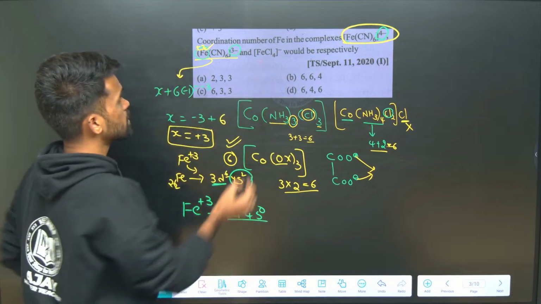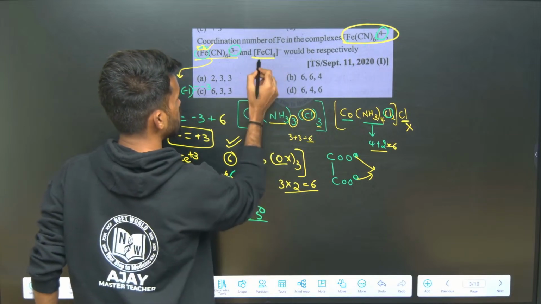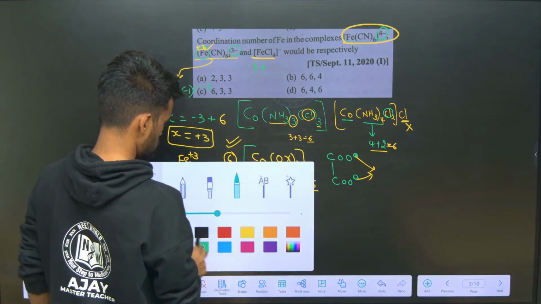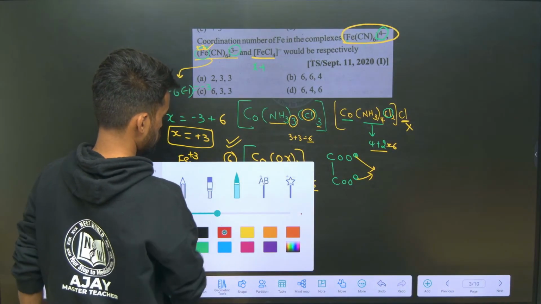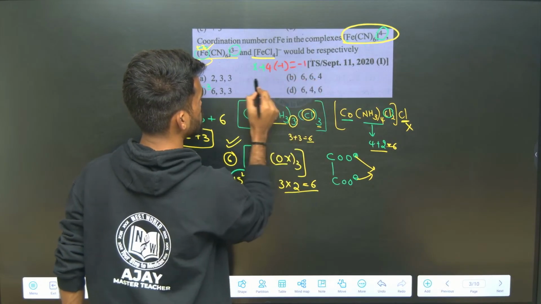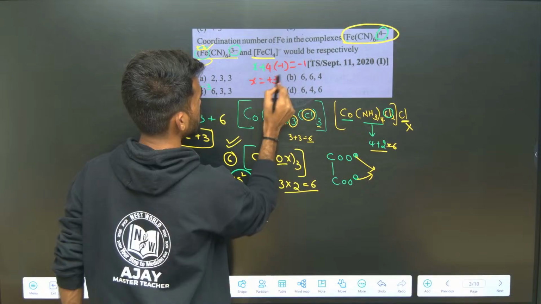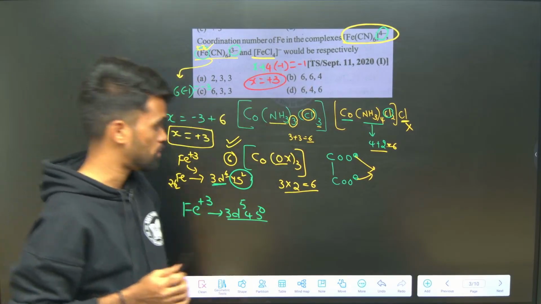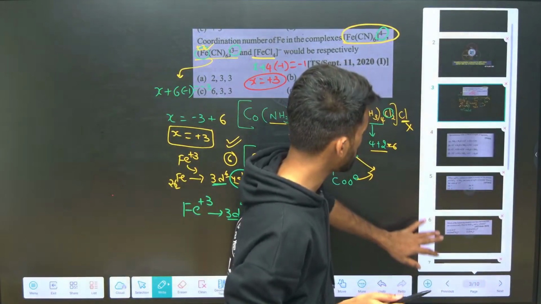And for this one, iron is considered X, and 4 chlorines are there, 4 into minus 1, and the overall charge is minus 1. So it will be plus 3. This is how you can find oxidation states in the given complexes. Done with this? Okay, let me move forward.